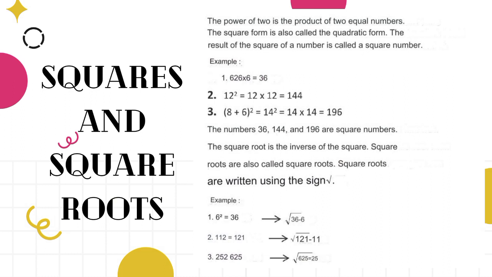The square root is the inverse of the square. Square roots are written using the root sign. Example, 6 squared equals 36. Written, root of 36 equals 6.